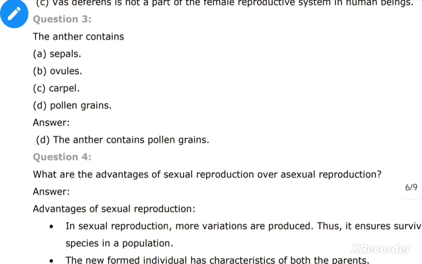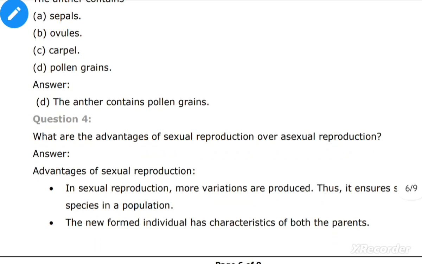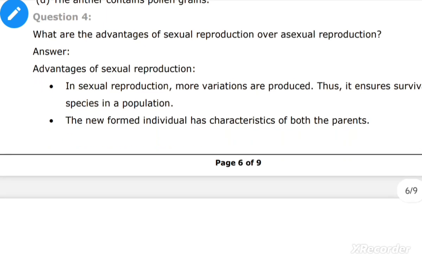Question 3, the anther contains: options sepals, ovule, carpel, pollen grains. Answer D, the anther contains pollen grains. Question number 4, what are the advantages of sexual reproduction over asexual reproduction? Answer: advantages of sexual reproduction.